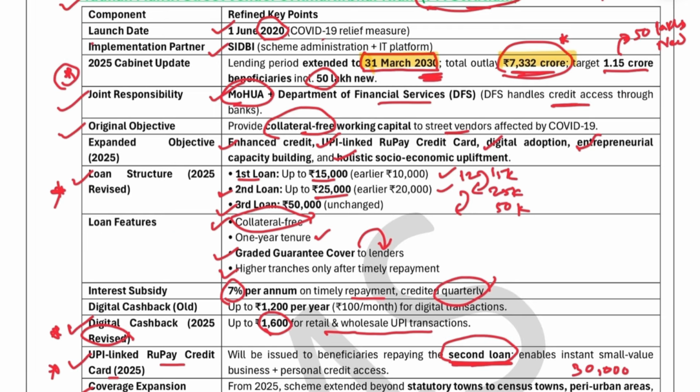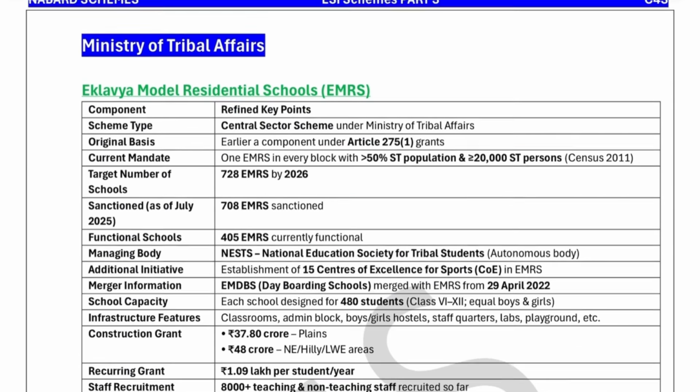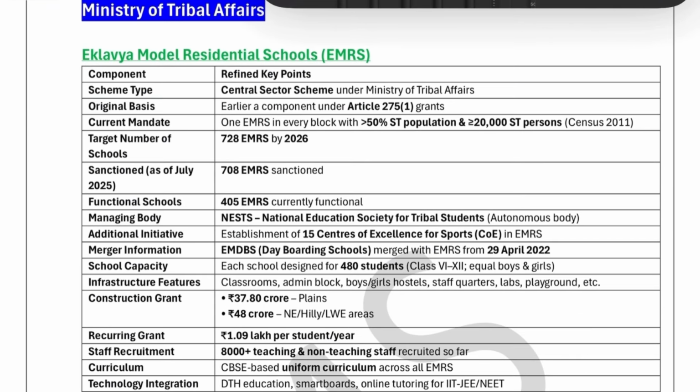Yes, this is it for the PM SVANidhi. What you have to take: the extended period, the total outlay, then the beneficiary target, then the ministry, then first loan and second loan extension, this criteria, the 30,000 limit. That's it, and this particular law. That's it for this scheme.